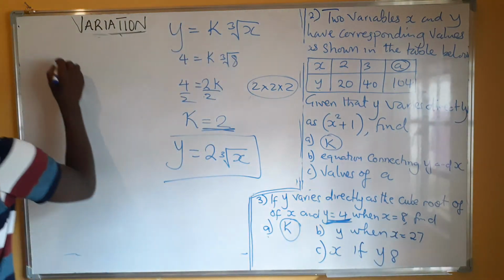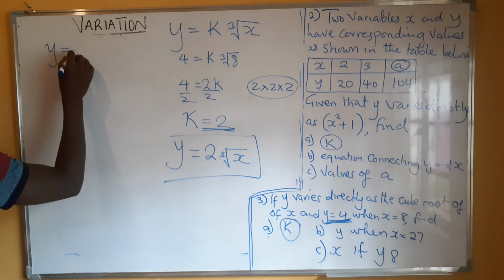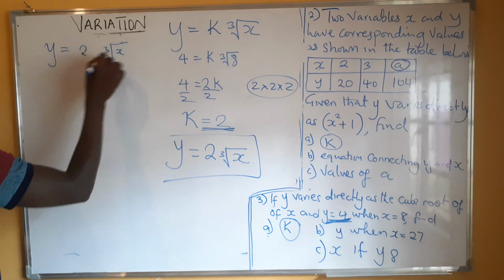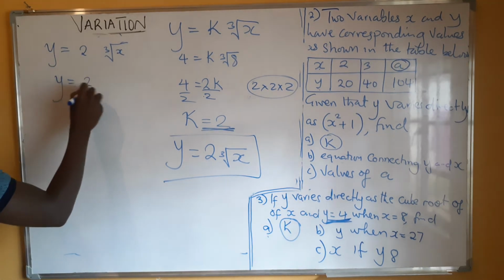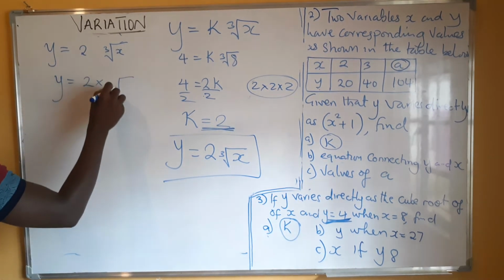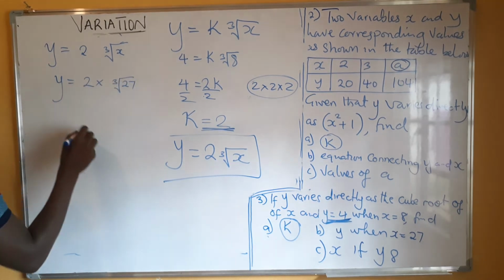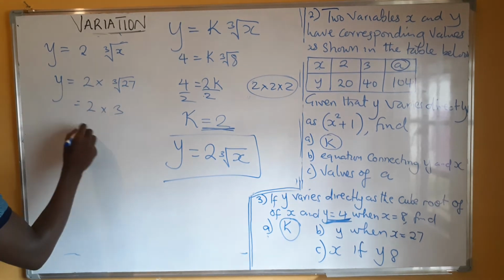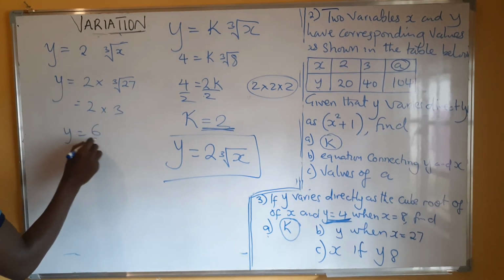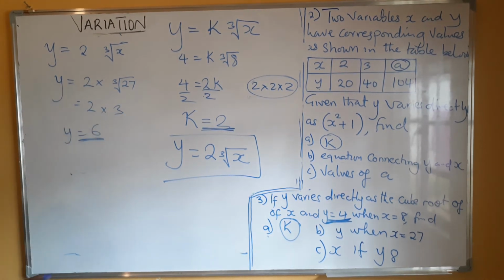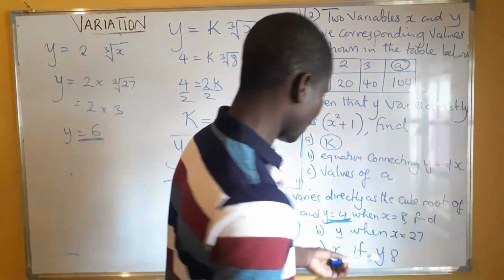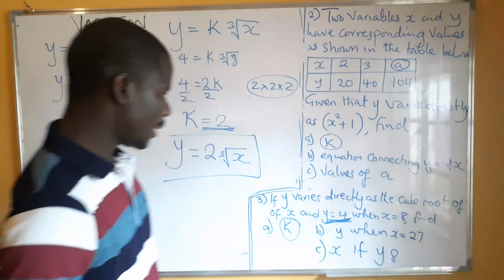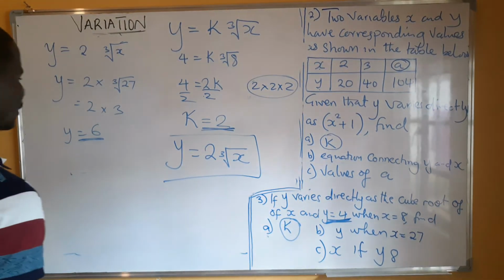27. So remember, we are using this 2 times the cube root of x. So find the value of y when x is equal to 27. 2 multiplied by the cube root of 27 is what? 3. So y is equal to 6. Y is equal to 6 for the first one. That's important there. Y is equal to 6.